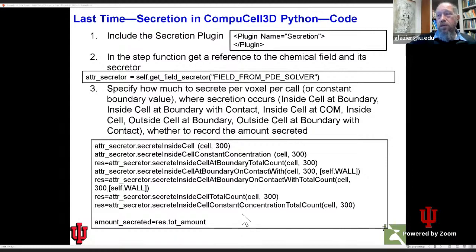The one thing to remember is when you use total count, first, there's an inconsistency in the name. It's total count in the function, but it's tot_amount in the object that's returned. And secondly, the object that's returned, result, is not the amount, but rather a complex object which includes the amount as an attribute. And so that's something to remember. And the other thing you're going to find is when you do absorption, it'll return a negative number rather than a positive number, so you have to be aware of that.